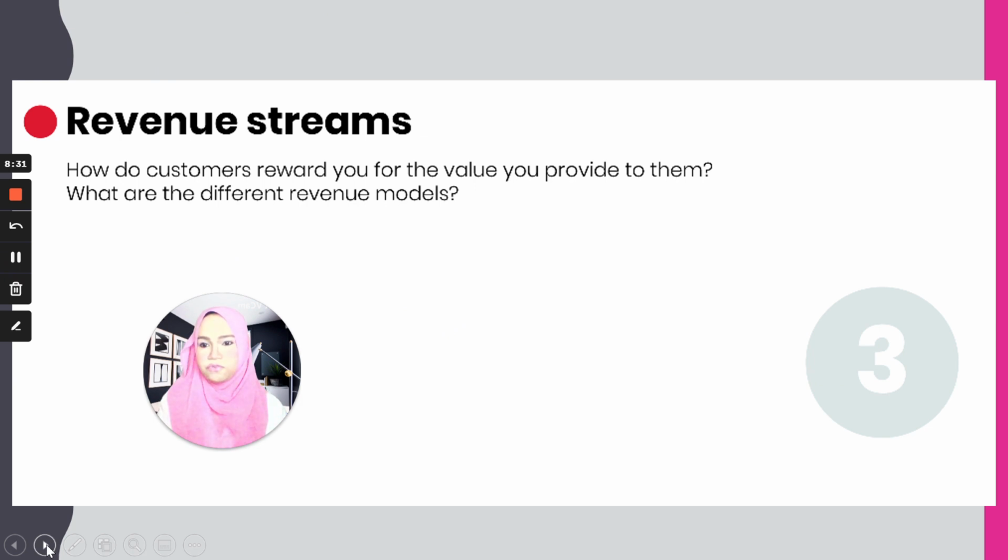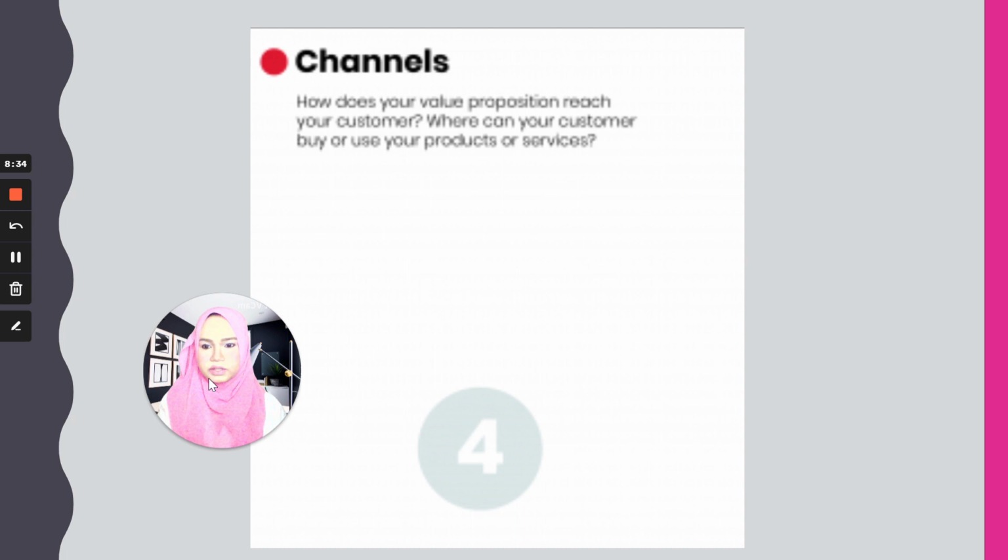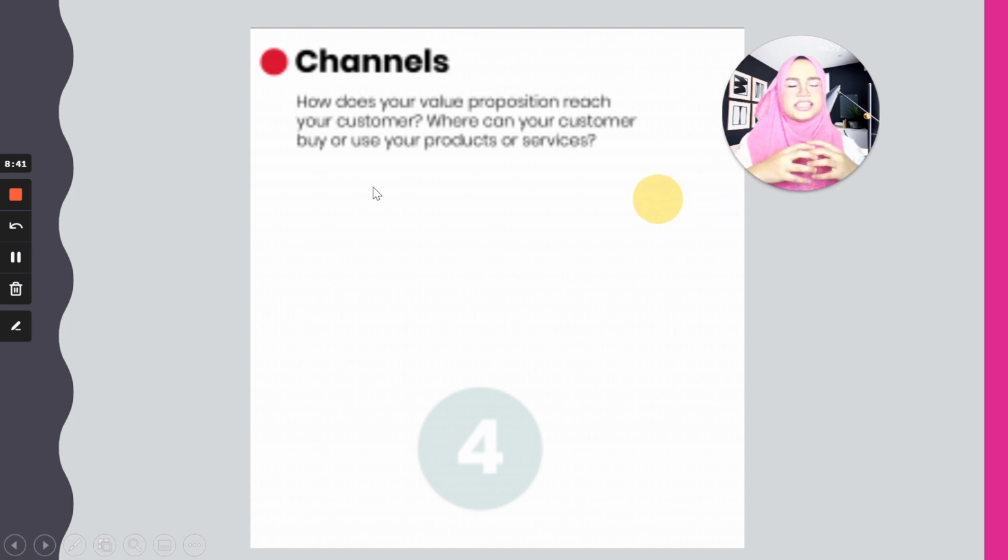Next, let's look at component number 4, which is channel. Channels are how the product or services that you are offering can reach your customer. That means if a customer would like to buy your product, where can they get it? Is it from your own shop, or from supermarkets, or on Shopee, or on Lazada? So that will be channel: where can your customer buy or use the products and services you are offering? If you only have your own shop, the channel could be your shop, located at whatever address you have chosen. So you put that in the channel.